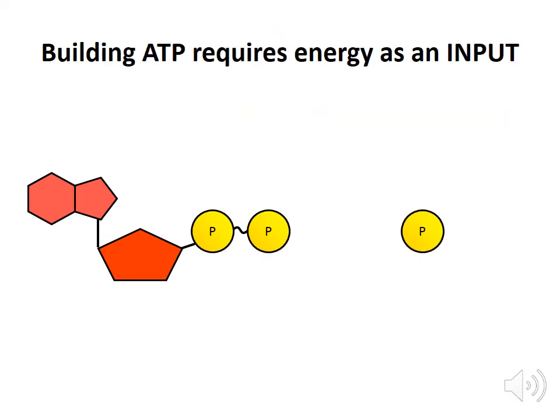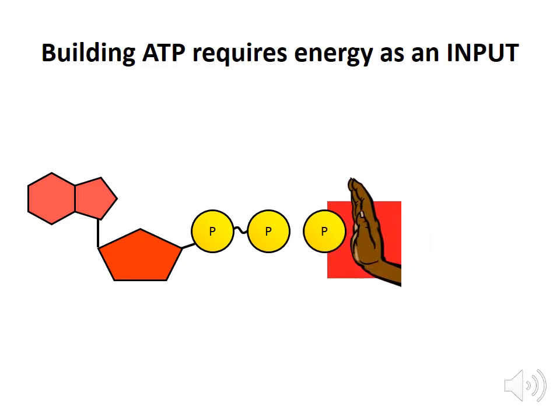So imagine that inside a cell, you've got a bunch of ADP, which is pretty easy for the cell to make, and you've got a bunch of phosphate groups, which is also really easy for the cell to make. But the cell needs to build ATP, and building ATP takes a little bit more energy. That last phosphate group, it doesn't like to attach to the other two phosphates, so the cell really has to push that last phosphate onto the end of an ADP in order to create ATP. So building ATP requires energy as an input.